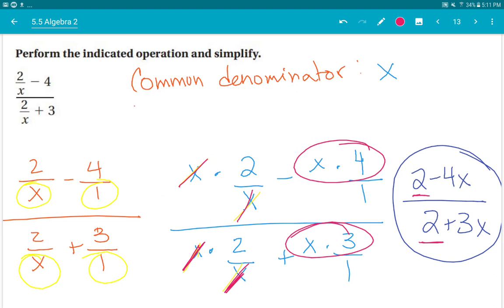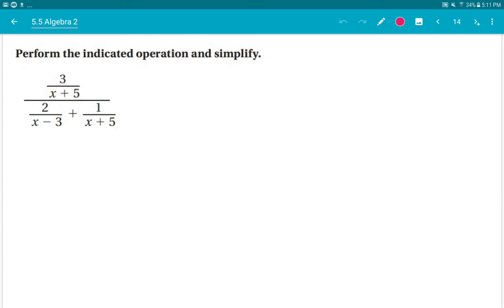Okay, so multiplying by the common denominator is what we're going to want to do when we work with these. All right, awesome. Let's look at the next example.